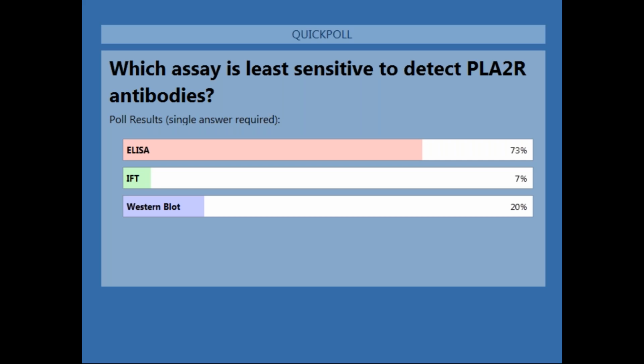And if you want to avoid the need for a kidney biopsy, the best thing would be to use the most sensitive test. Unfortunately, the Western blot is not commercially available, so for standard laboratories, we need to rely on the immunofluorescence test.